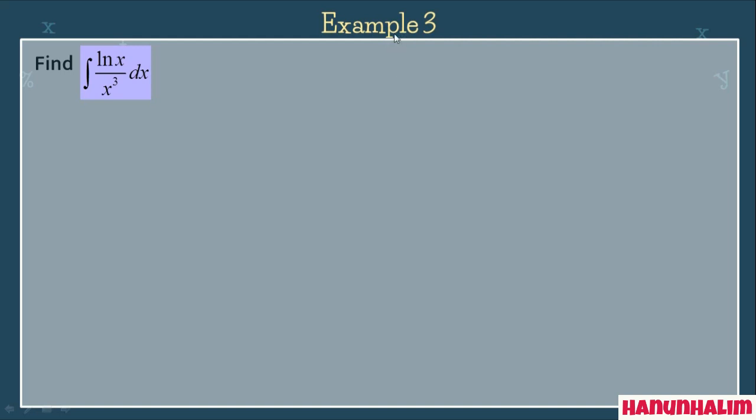Now let's proceed with example 3. Find integral ln x over x cubed dx. Since this pattern fraction, boleh tak kita guna quotient rule u over v? Tak boleh kan? Why? Because this is integration punya question. Yang u over v quotient rule tu untuk differentiation. Jadi macam mana kita nak integrate ln x over x cubed dx?